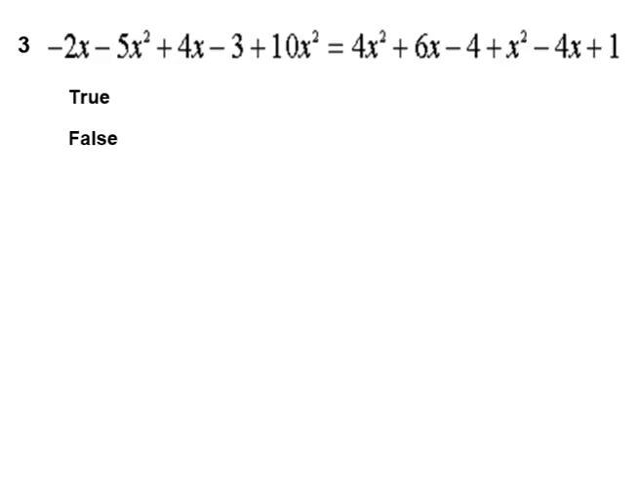Question 3 looks confusing, but I'll highlight it here for you. It says this expression here is equal to this expression here. Okay? So you're going to simplify by gathering like terms, and if both sides are equal, then you say true, and if they're not, you say false.